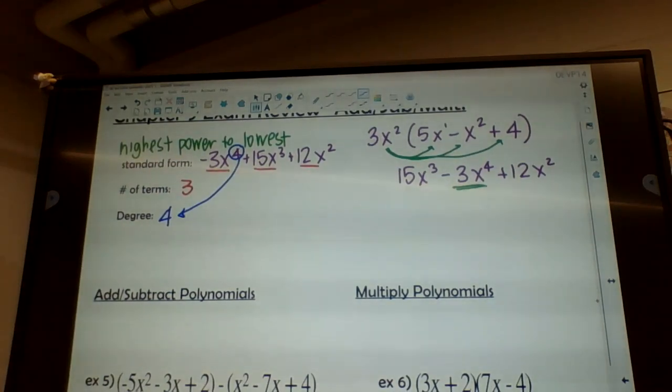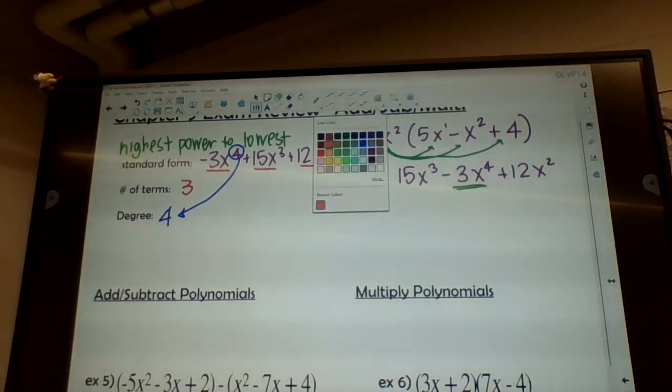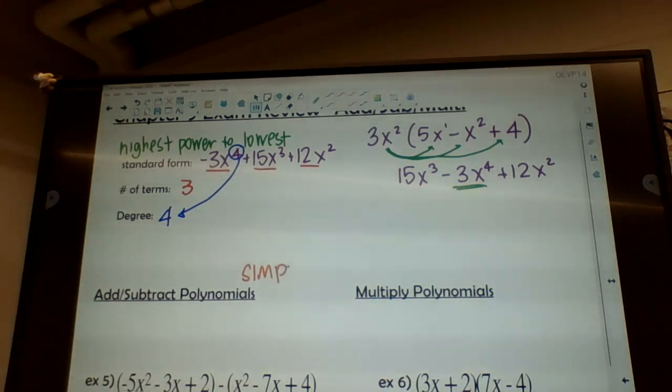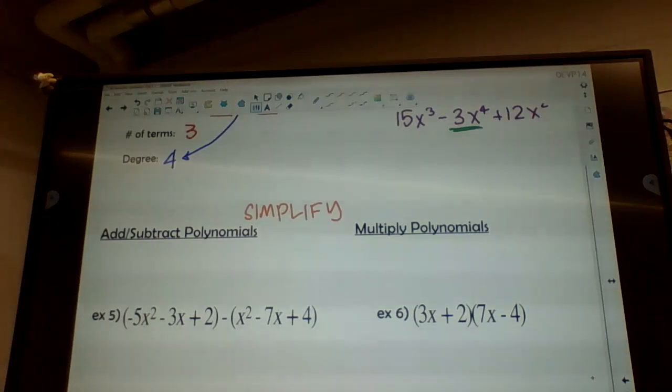So, again, we're going to talk about adding and subtracting versus multiplying. I'm hoping you notice there's a difference between these two problems. So add and subtract, it may not tell you to do that. The directions are probably just going to say simplify. So for these, it would just say simplify the polynomials. So it may not say you need to add or subtract or multiply these. So we have to talk about how to do that.